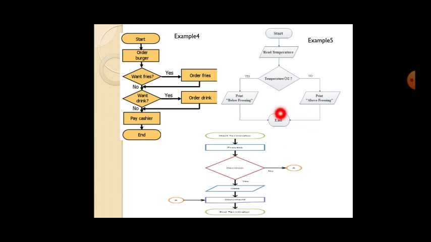Next, one more example, example 4. Start, order the burger, want french fries? Yes means you order fries. No means you are asked if you want any drink. Again there, yes means order drink. No means you pay the cashier. So you start, order the burger. Then they are asking if you want any french fries. No means they ask again, want any drink? Again no means you pay the cash. If you want french fries, yes, then again it comes to want a drink? No, again it comes to here. So this is nothing but decision making.